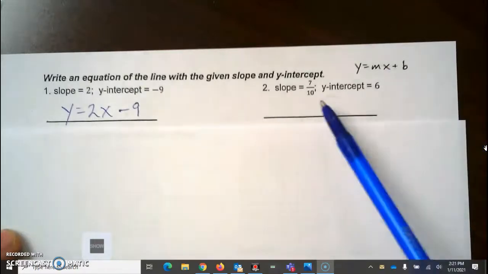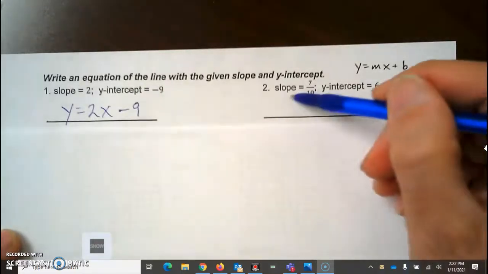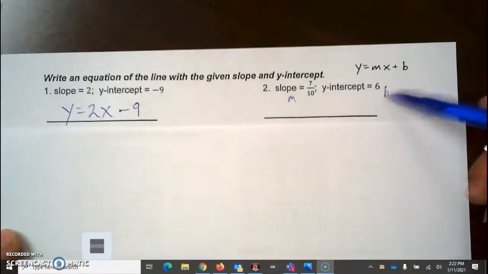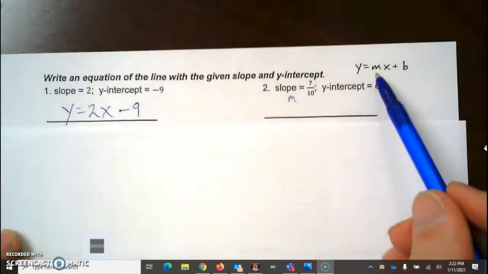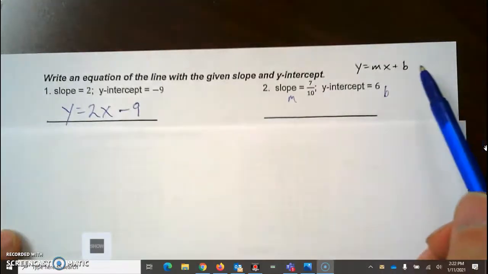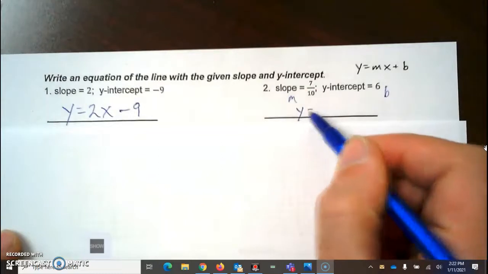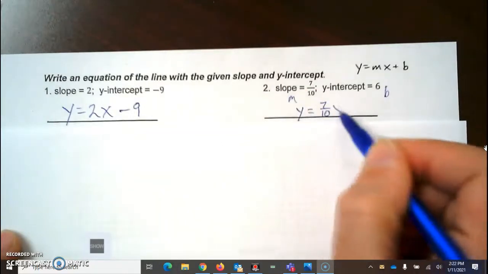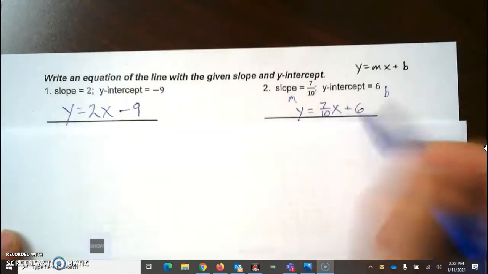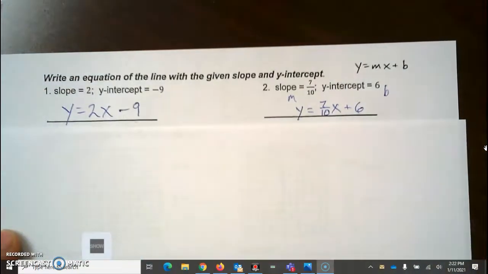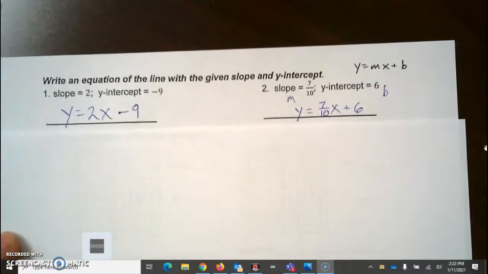So same. There's the slope, 7/10, that's m. There's the y-intercept, 6. That's b, so I'll replace this m with 7/10 and that b with a 6. And since it's positive, I'll put a plus in front of the 6. Whereas over here it was -9, so I put a minus in front of 9. There are 4 of these on the assignment. You should go through those pretty quickly.